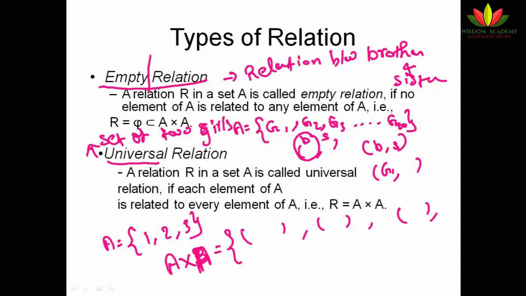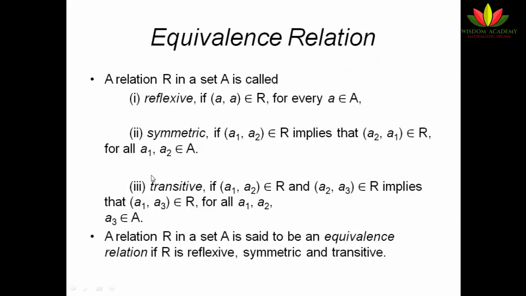So the next important relation we are going to see is the equivalence relation. If I want to say a relation is an equivalence relation, it has to pass three conditions: reflexive, symmetric and transitive. Reflexive means that each element is related to itself.